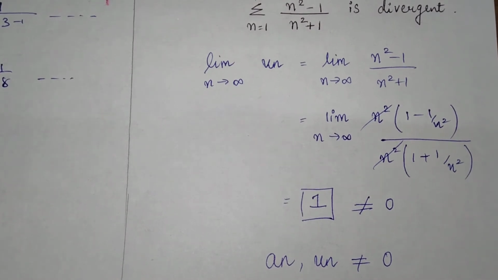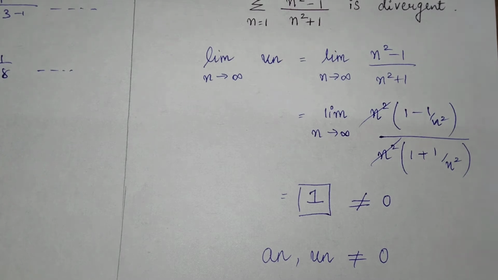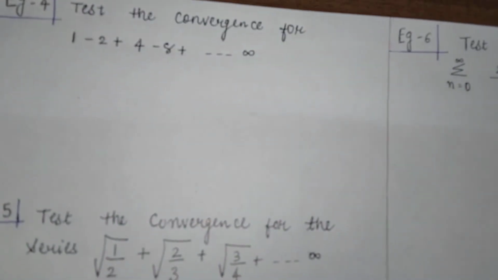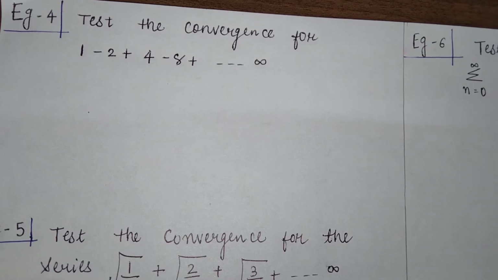Okay? So in this way, we can directly say that it is not equal to 0 and the answer of this question will be divergent. So now example 4. Test the convergence of 1 minus 2 plus 4 minus 8 up to infinity.